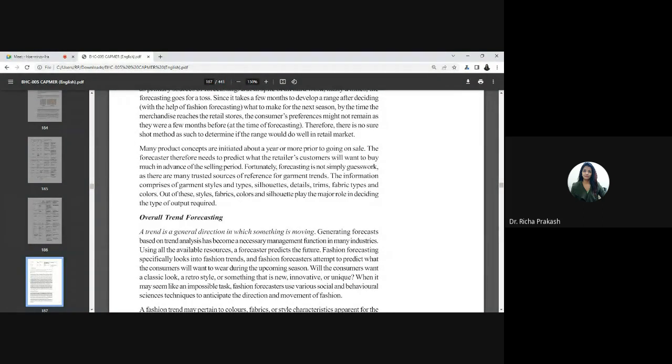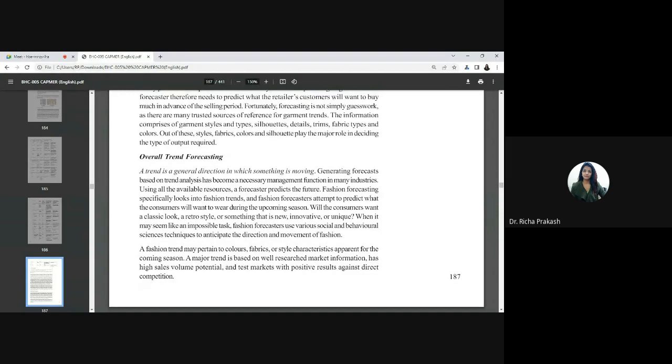So all these things have to be predicted. Overall trend forecasting जब हम करते हैं, what is the meaning of trend basically? A trend is a general direction in which something is moving. हम एक बहुत ही layman language में, every day we talk to our friends, family, relatives. One of my friends says, "Wow, AB, you are looking very pretty today," and I'm like, "Yeah, I got this from H&M. This is in trend."